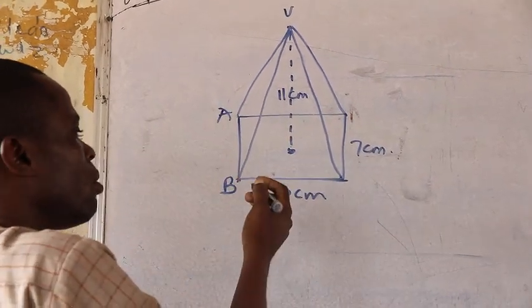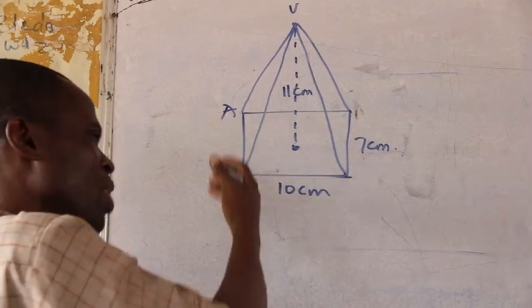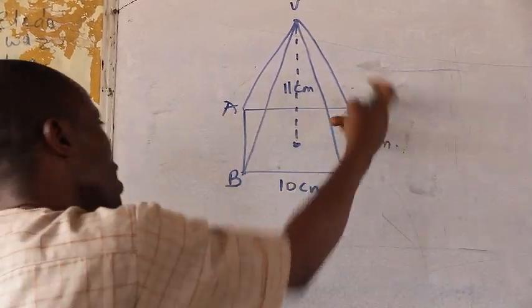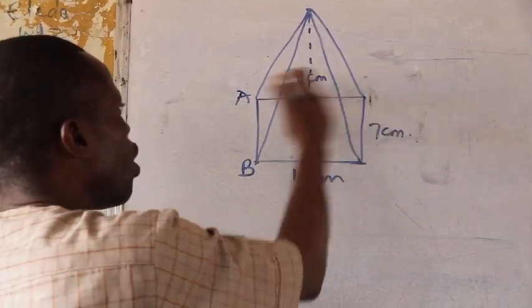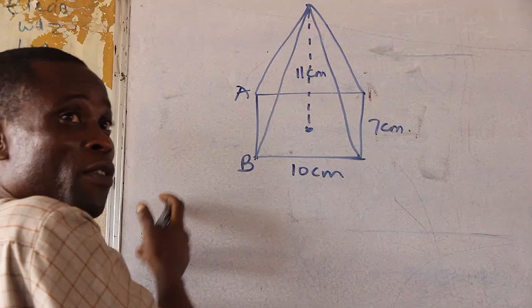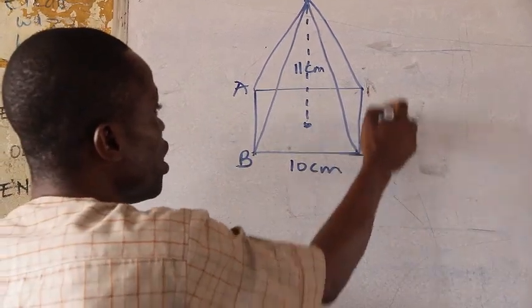Please, when you are labeling the diagram, let the labels be in order. I cannot say A, B, C, D when the labels are not in order like that, okay? It should be A, B, C, D, even in constructions too. A, B, C, D.